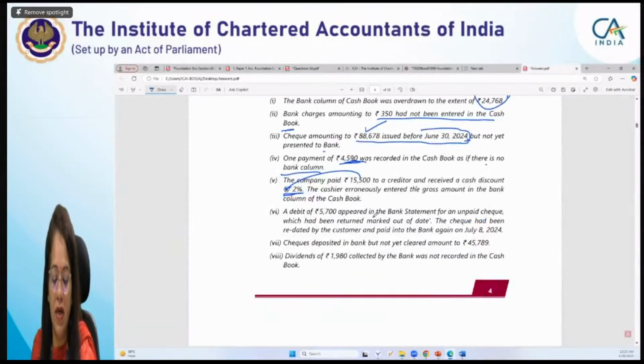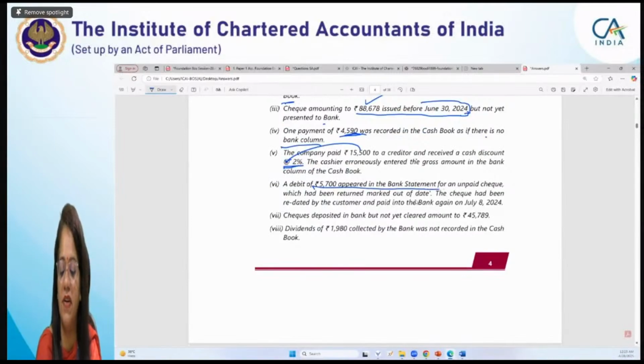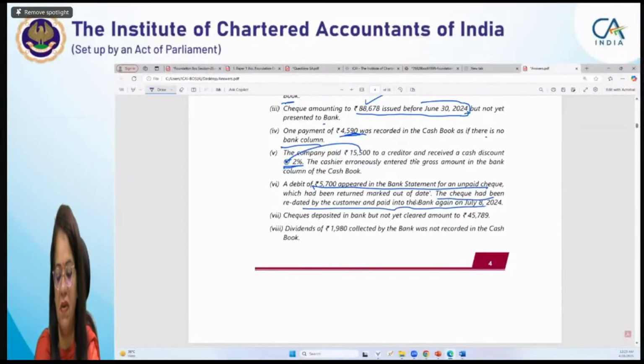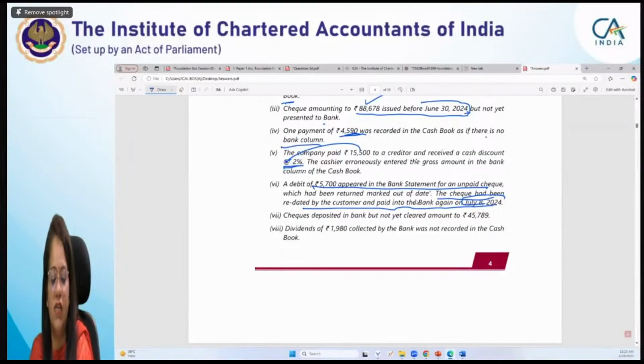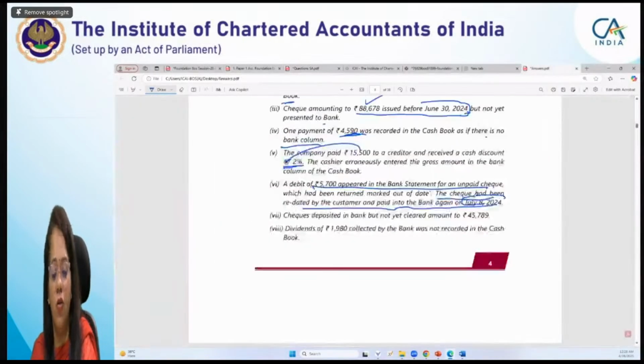A debit of rupees 5,700 appeared in the bank statement for an unpaid check which has been returned marked out of date. The check has been redated by a customer and paid into the bank. This amount has been reduced from the bank balance. See 5,700. So अगर reduce हुआ बैंक बैलेंस से तो हमारा ओवरड्राफ्ट बढ़ गया. We have already added it to the overdraft amount.